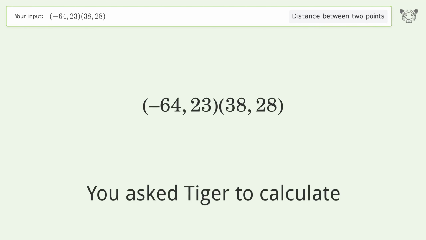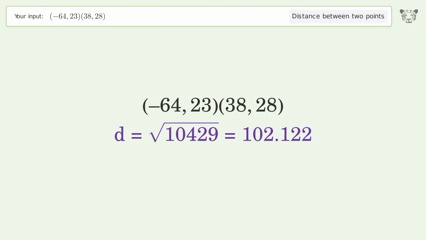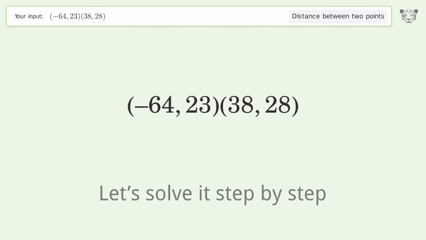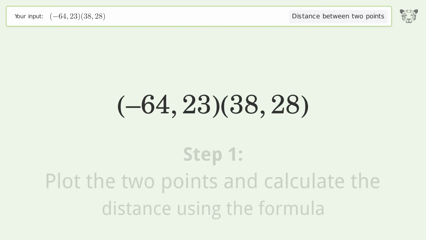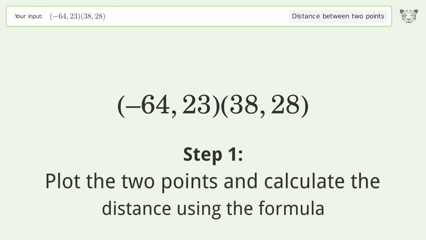You ask Tiger to calculate. This deals with the distance between 2 points. The distance between the 2 points is the square root of 10,429 or 102.122. Let's solve it step by step. Plot the 2 points and calculate the distance using the formula.